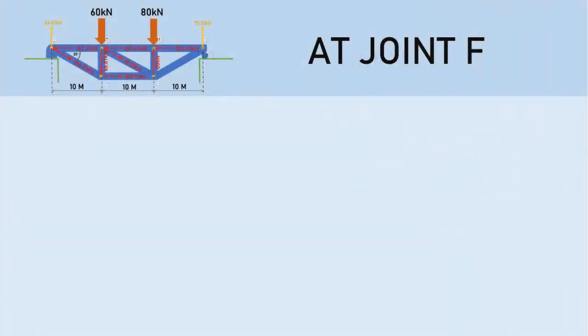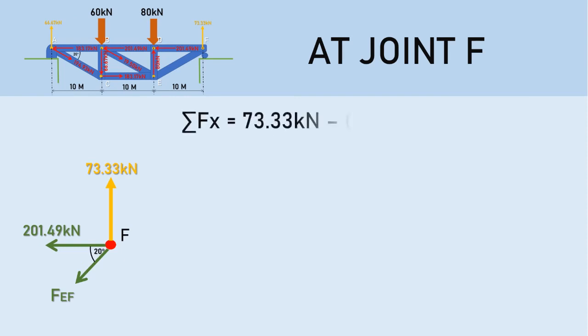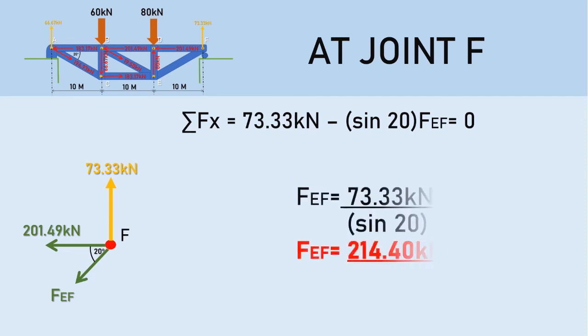Lastly, we have point F. So this upward force is the reaction force, R2Y. And we also have FDF, which is 201.49, which is in compression. And of course, the unknown force, EF, in 20-degree angle. So summation of Fx is equal to 73.33 kilonewton minus 20 multiplied by FEF. Solving for the last unknown force, we have FEF is equal to 73.33 kilonewton over sine 20, which equates to 214.40 kilonewton in tension.